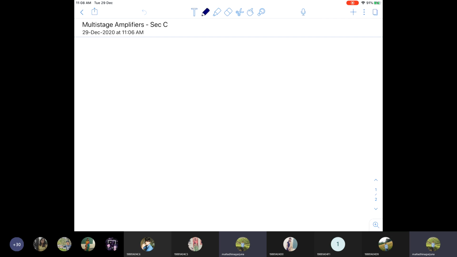So now, last class we have just gone through the basics of the multi-stage amplifier. That is bandwidth calculations and gain calculations, and we solved some problems also, some numericals on the multi-stage amplifiers. Now we are going with the analysis of multi-stage amplifier.